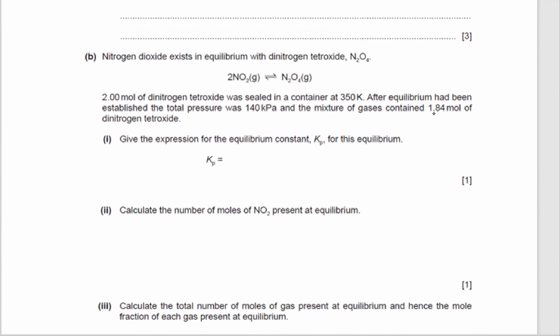So this one, find the value of Kp for this. I mean, all the information is given over here. Basically, just find the value of Kp.